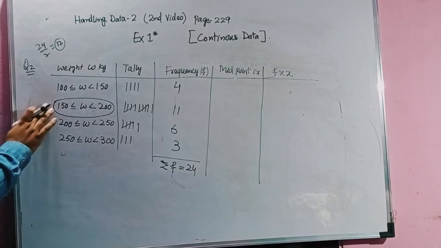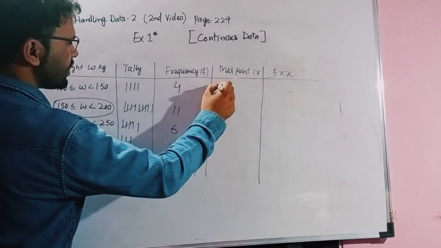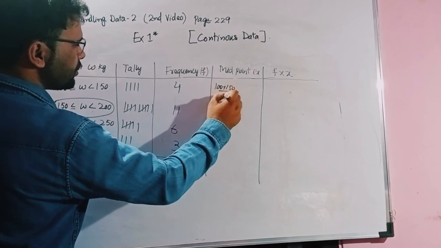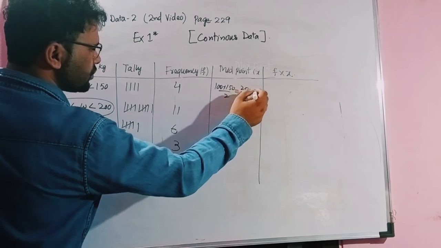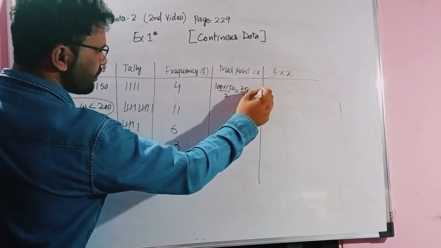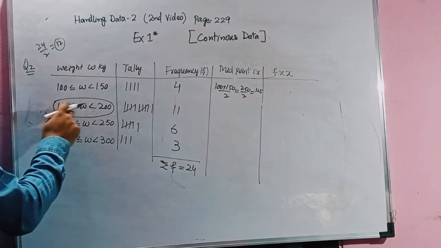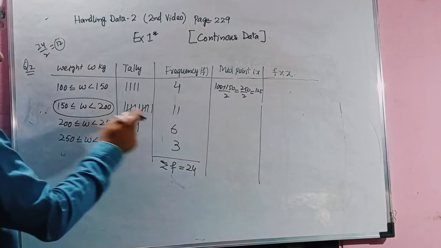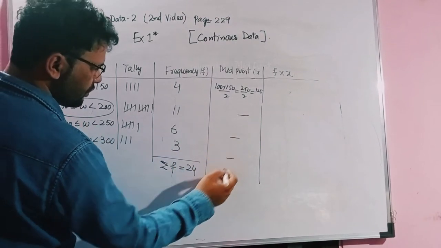Now we have to find the mean. In order to find the mean, we first have to find the midpoint of these classes. That's 100 plus 150 divided by 2. What is that? It is 250 divided by 2, that is 125. Now we need to find the next midpoint. It is 350 divided by 2. You will find the midpoints here, here and here.